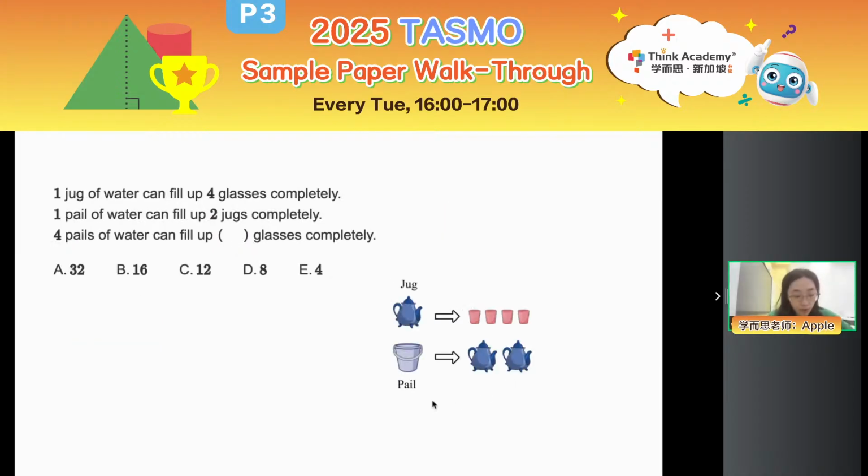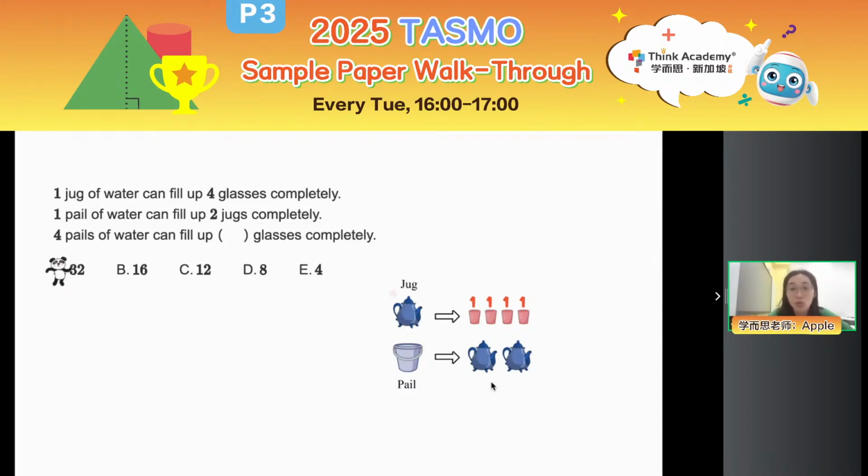Next one for question 4. 1 jug of water can fill up 4 glasses completely. 1 pail of water can fill up 2 jugs completely. 4 pails of water can fill up how many glasses completely? So here maybe you can just set the glasses as 1, 1, 1, 1, right?